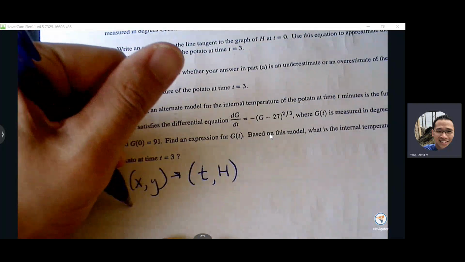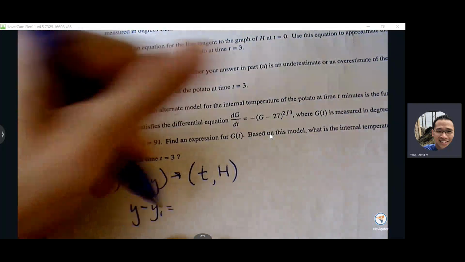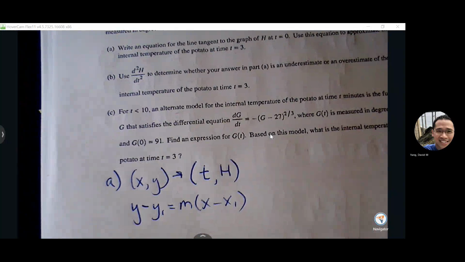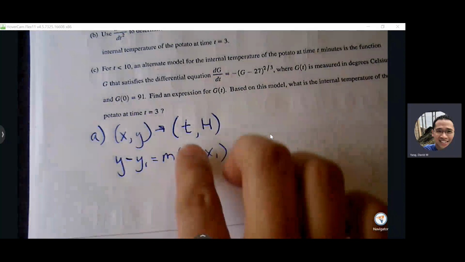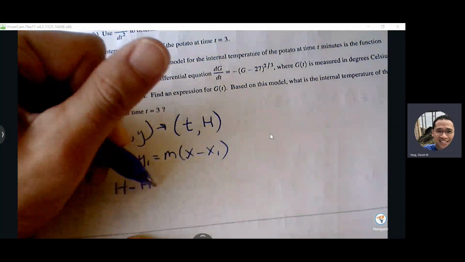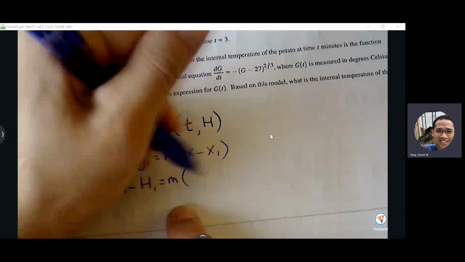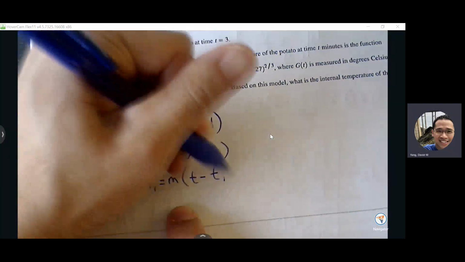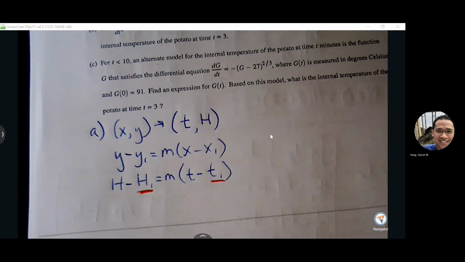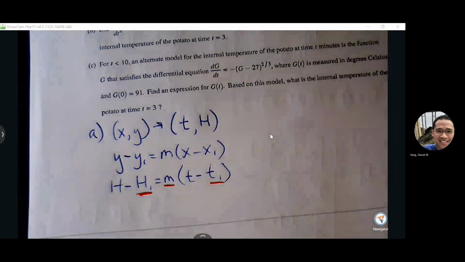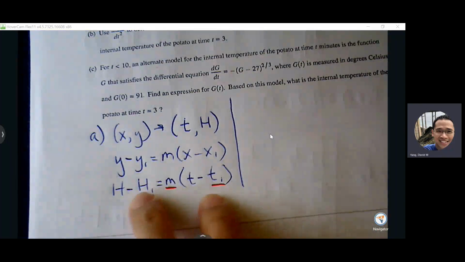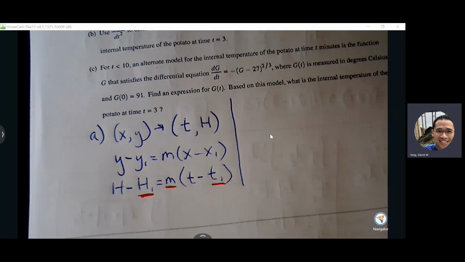So what that means is our equation of the tangent line looks a little bit different as well. Normally it's this. But how can we adapt this using the variables that we see here? Yep, h minus h sub 1 is equal to m times what? T minus t sub 1. So we're just trying to find a replacement for h1 and t1, and also for m. Same process, it just feels more complicated because we're looking at variables that we're not familiar with.